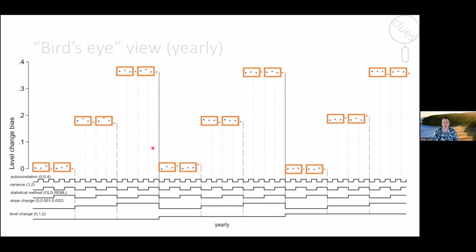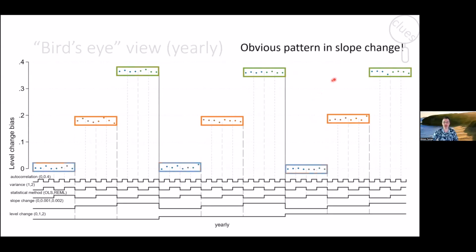And I can just repeat that process for my different combinations here. Here's my variance. Again, the blue and orange dots are all right next to each other, so there's no pattern to be seen there. What about my statistical method? No, both statistical methods are showing the same thing. What about slope change? Oh, hang on, here we go.